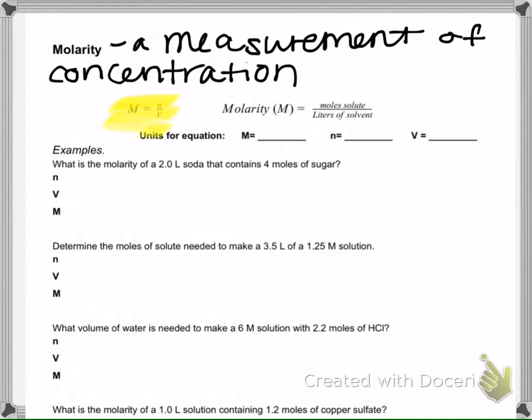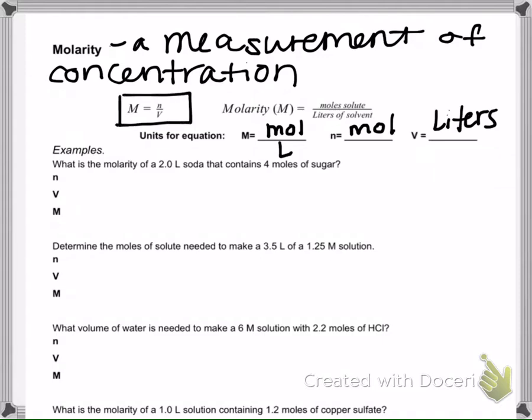So the number of moles over the liters of the solvent. Moles divided by liters is molarity. So big M is moles over liters, or molarity. Little n is the number of moles, and V is our volume, and it has to be in liters. So in number one, well, actually, let me continue with this.